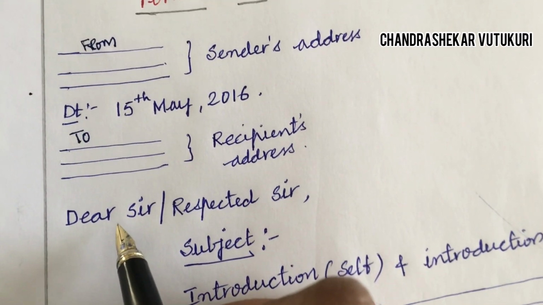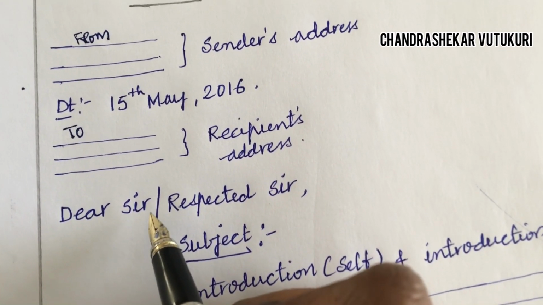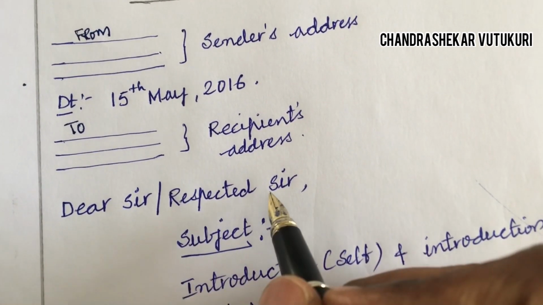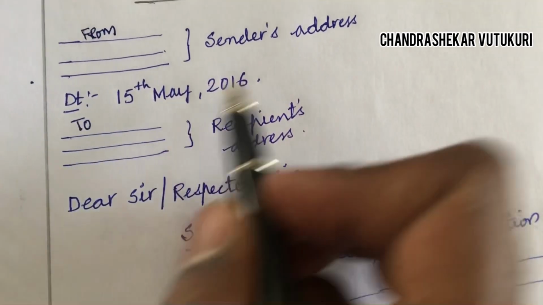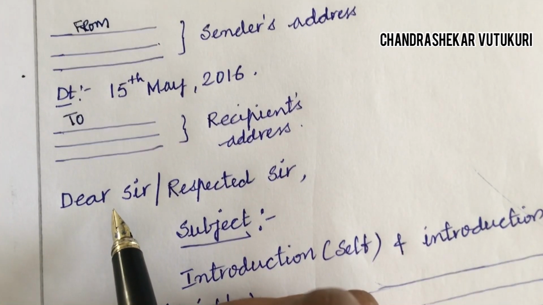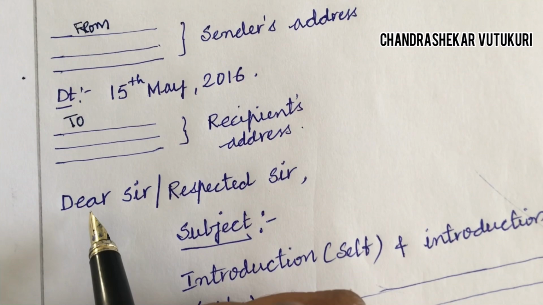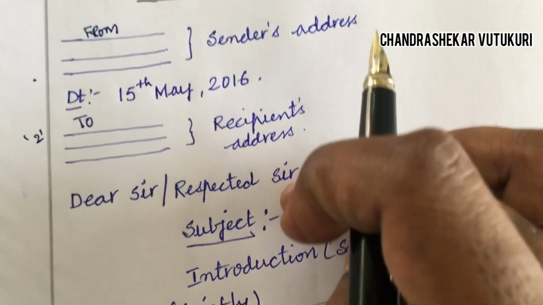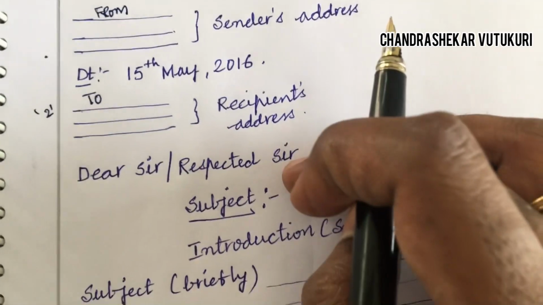Next is the greetings. You are supposed to write dear sir or respected sir. So the first and foremost thing in the formal letter is to write the address along with the date and also the greetings of the letter. For this you may get 2 marks, from here to here, if you write in very neat handwriting, step by step.